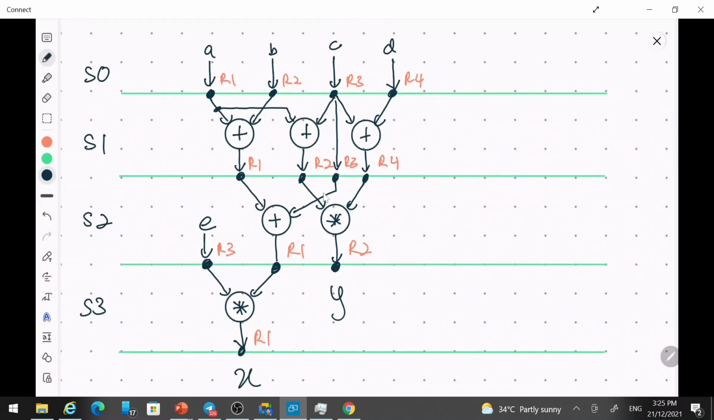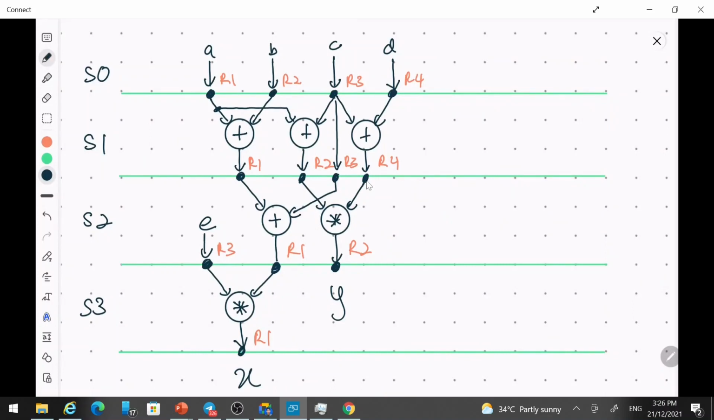Same as this one for Y. Look at Y: you have A plus C, and you have C plus D, and this multiplied by this, you save in R2, right? And you can see that in each cycle there is no same data or different data written into the same register. Here it is R1, R2, R3, R4. There is no duplicate register. R1, R2, R3, R4, R1, R3, R2, R1. All right, so you are safe to do that.